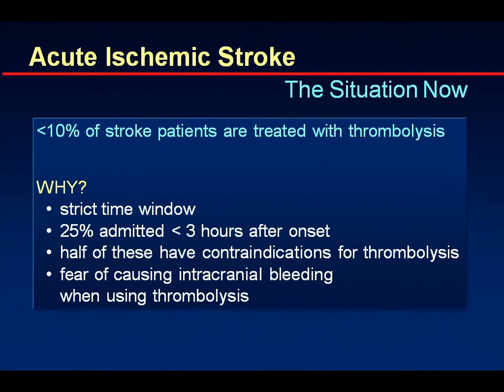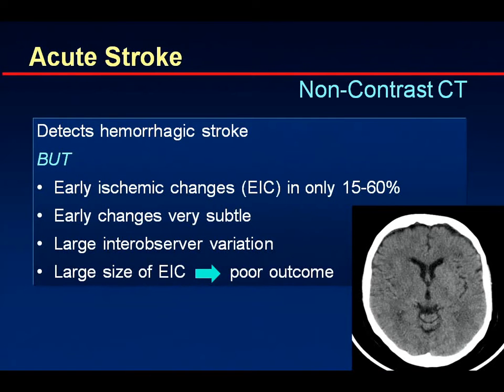Now, in our institution, if you look at the 3-hour time window, we've optimized pretty much everything. It's still less than 10% of the patients. And the problem is this time window is very strict. Of the 25% admitted less than 3 hours after onset, half of these have contraindications, one of which would be bleeding. And we usually fear the cause of intracranial bleeding when using thrombolysis. This is why we don't do it in a few of these patients, or most of these patients.